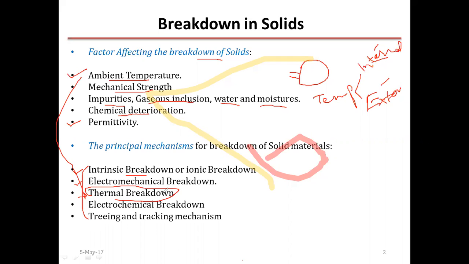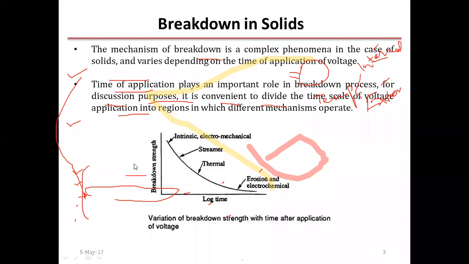So these are just the list and the names of the breakdown processes, and we will discuss these one by one in our upcoming slides. For the time being, just listen to the names: the intrinsic breakdown or the ionic breakdown, the electromechanical breakdown, the thermal breakdown, the electrochemical breakdown, the treeing and the tracking mechanism. Okay, so here we go for the detail one by one.